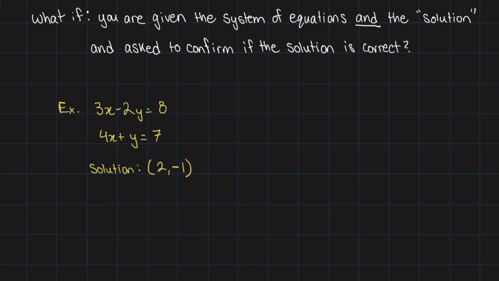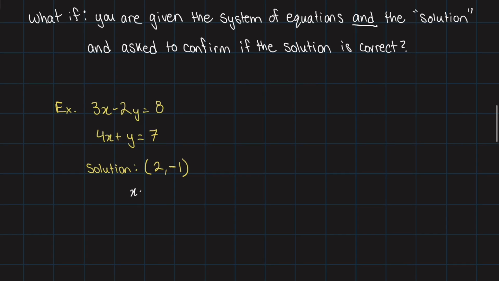Now, you could obviously just graph it and see if they intersect at 2 and negative 1, but that might take a lot of time. So you can actually just solve it algebraically without graphing it. So one way to do it is just to plug in the values that they have given you. So they're saying that when x is 2 and y is negative 1, that's where they intersect. Well, we can just plug in those values into the equations. And you have to plug in those values in both of the equations.